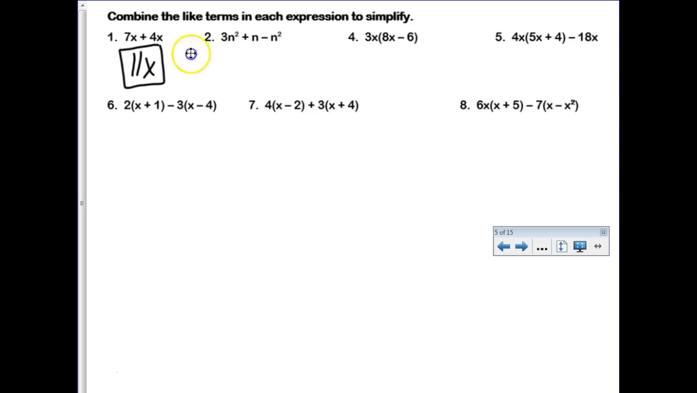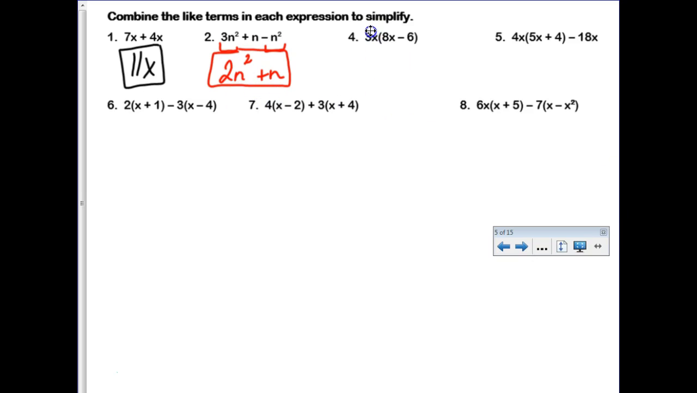Here on number 2, the only like terms that we can combine are the n squareds. So I have 3n squareds minus 1n squareds. That gives me 2n squareds. And then plus n. There's no like term to combine with that, so that's your final answer. Order does not matter. However, this is what we call standard form, which means it's going in decreasing exponential order. So the largest exponent term comes first, and then it decreases from there.